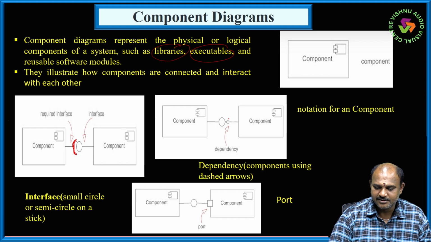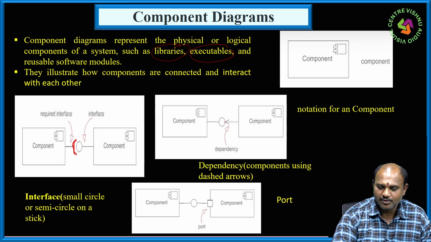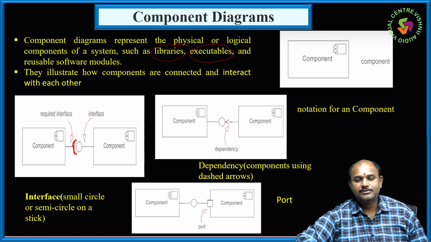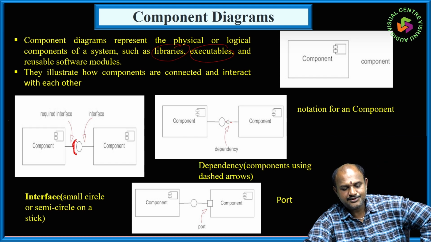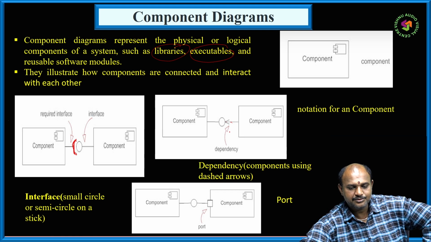So this is the dependency symbol. Dependency between components is shown using a dashed arrow. So this is called a dashed arrow. This is a dependency between these two: one component is depending on the other component. So that is the dashed arrow that can be used here.